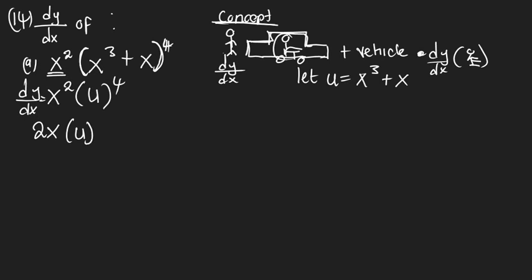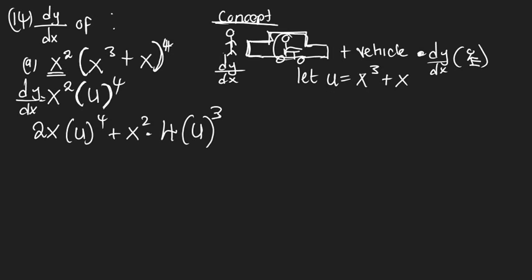Then every other thing maintains, plus. We now maintain every other thing. But this time around, we find dy dx of the vehicle. So dy dx of the vehicle, we're talking about the brackets. So this is going to be 4. Then every other thing maintain, then to the power 3, because you're supposed to be reducing by 1. Okay?